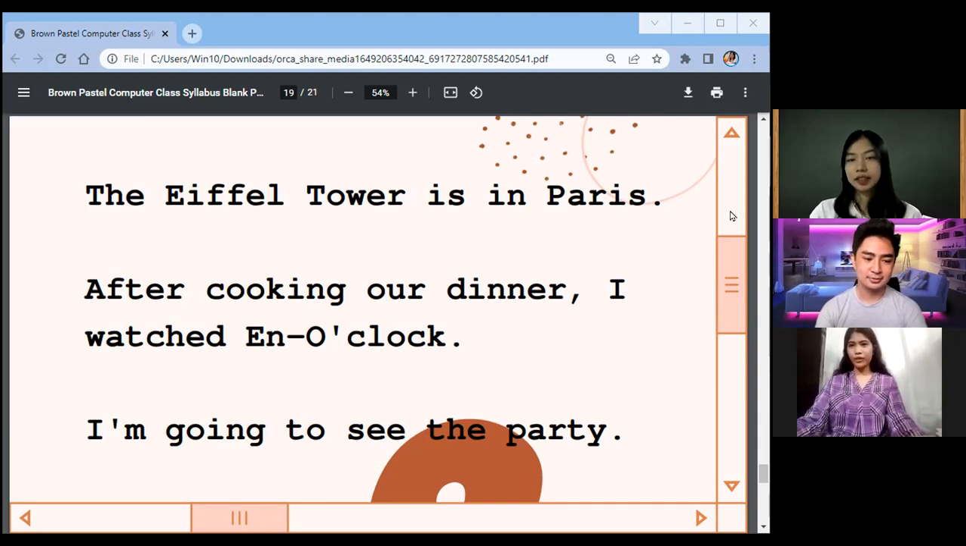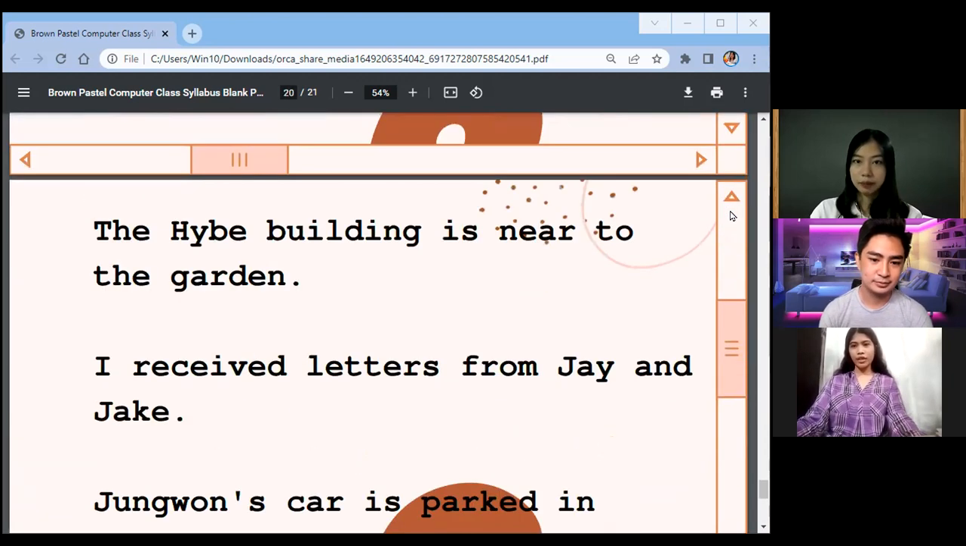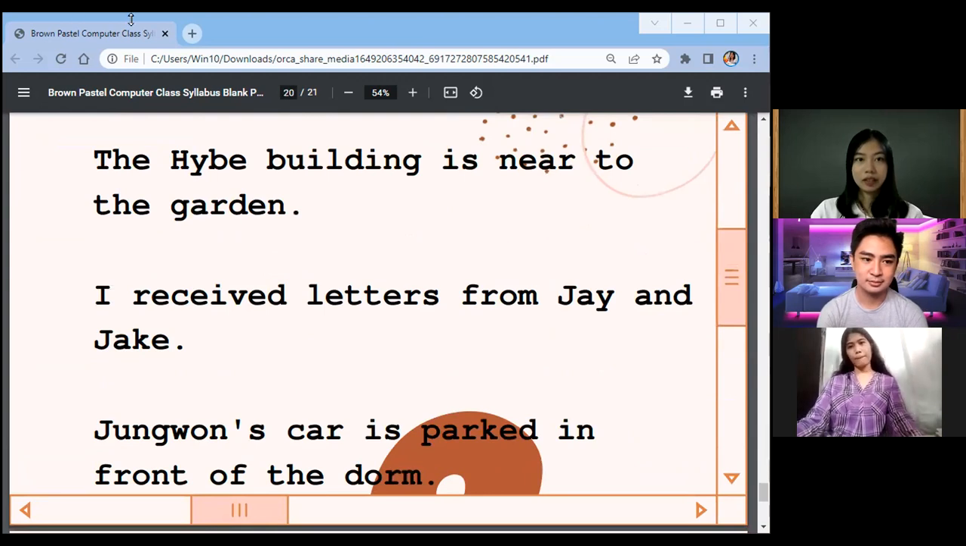Okay, very good. Thank you so much, Mr. Castro. Now we shall have Miss Kalimbin for the last 3 sentences. Okay. "The high building is near to the garden." The preposition is "is." And the second sentence, "I received letters from J and J." The preposition is "from." And the last sentence, "Jungwon's car is parked in front of the dorm." The preposition is "in."